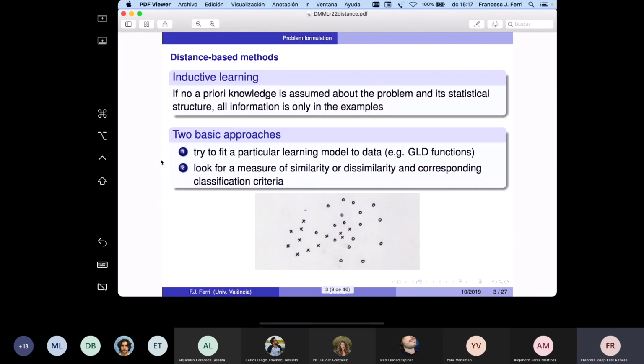And the other one, the classical one, is to design a particular measure of similarity or dissimilarity, I mean, a distance, and then use this distance to decide about the classification of each input sample. So the approach we are going to get into in this class is the second one.